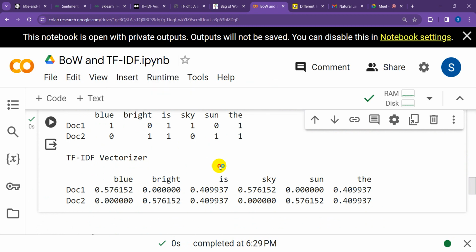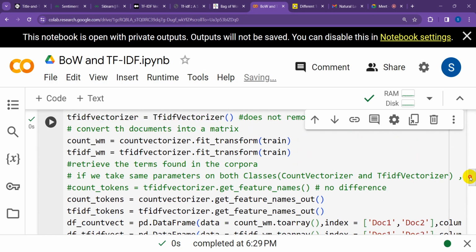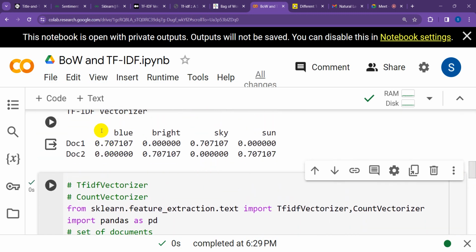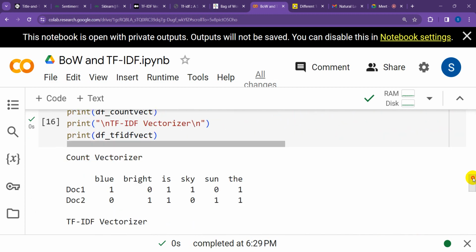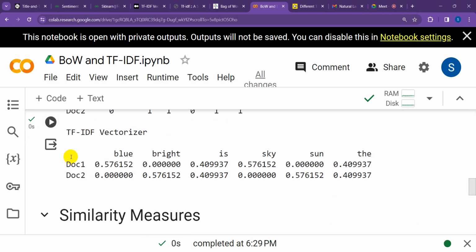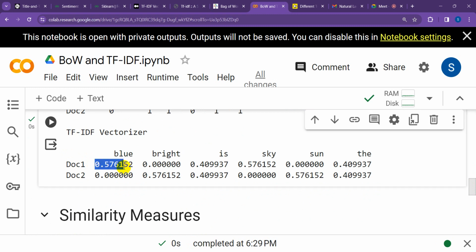Ma'am, would you show the result of this, without and with? Yes, that will vary, right? You see what the TF-IDF value is in document one for blue? That is 0.707. And what does it come out to here? Because in the TF term itself, the denominator will vary, right? The number of terms in document D, right?